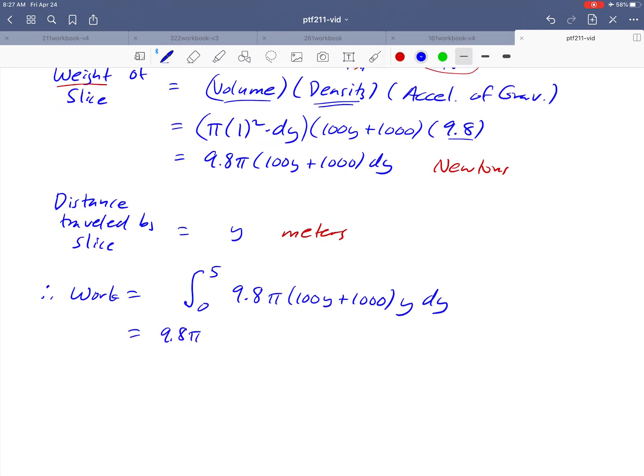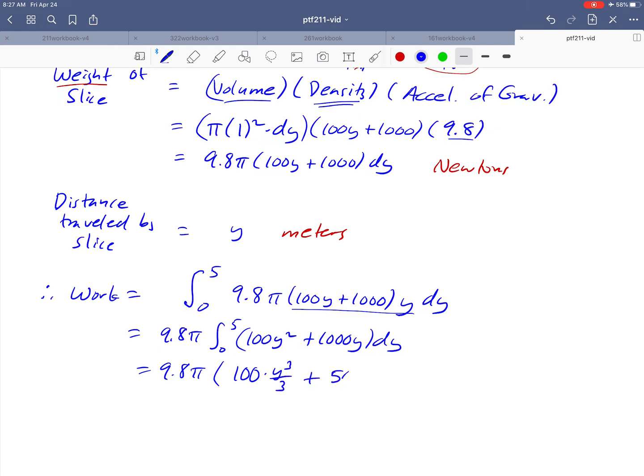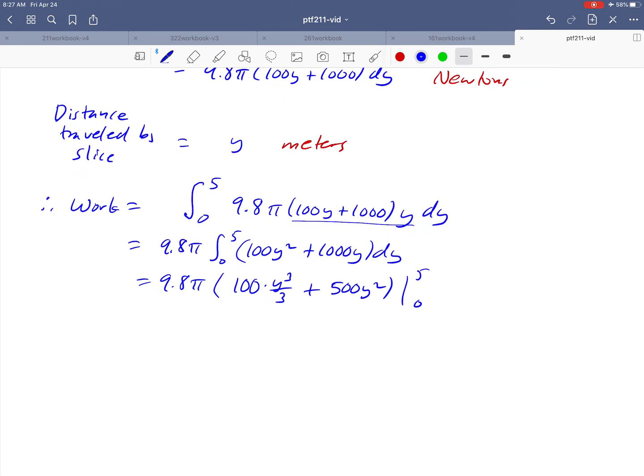So let's take the 9.8 pi and factor it out, and then what's left is 100y plus 1,000 times y. We can distribute the y through. Now we're ready to get our antiderivative. So we're going to get 100y cubed over 3 plus 1,000y squared over 2, that's going to be 500y squared, evaluated between 5 and 0. And then it's really just a matter of taking those limits and substituting them in.